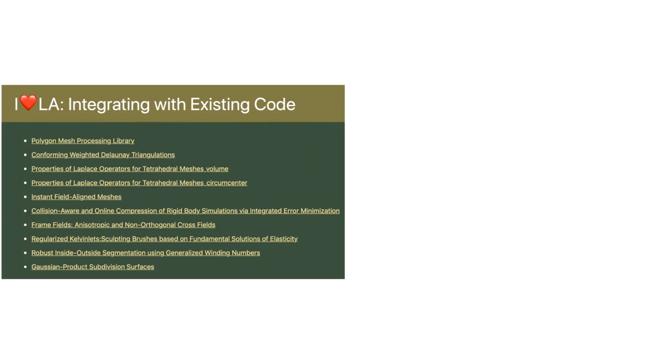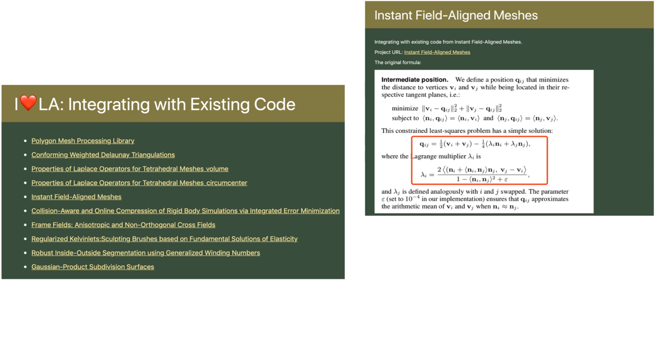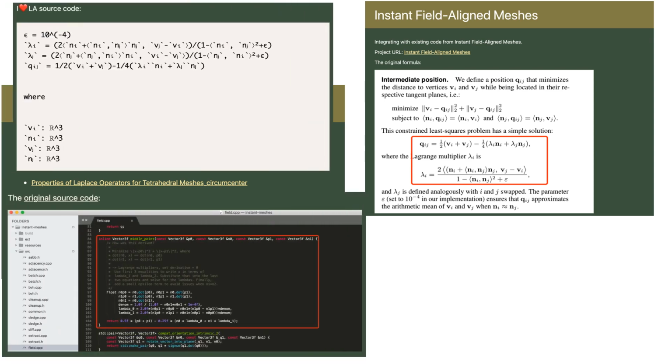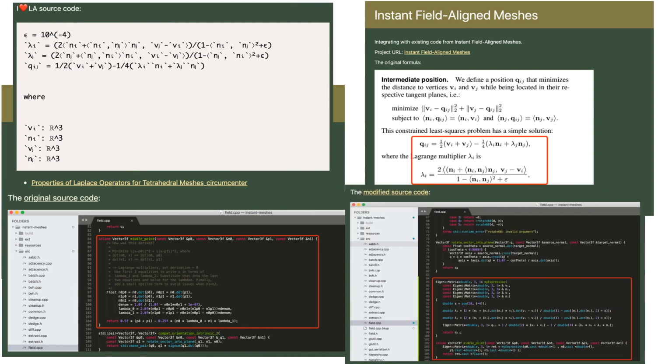We also replaced handwritten code with code generated by ICLR for another 10 examples. For each case study, we showed the original formula, the original source code, ICLR implementation, and the modified source code with ICLR output.